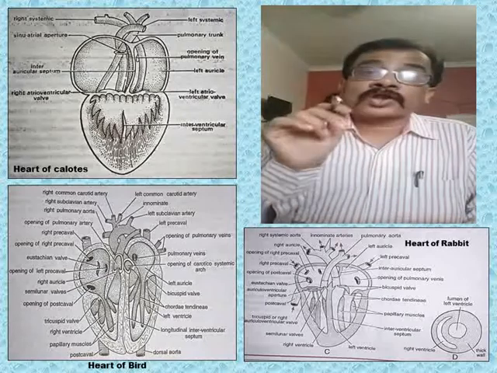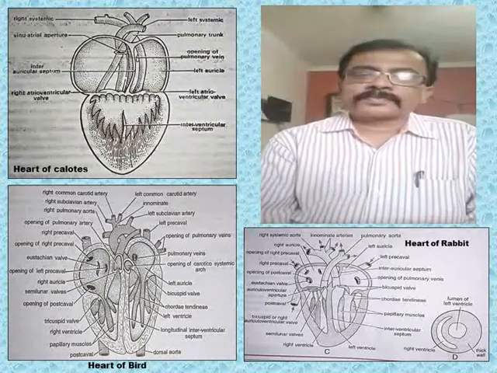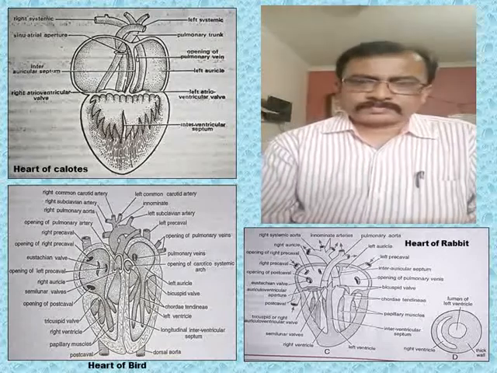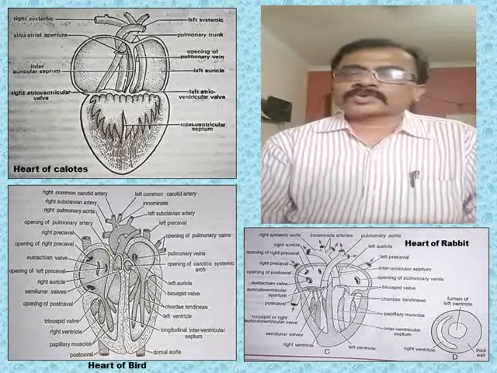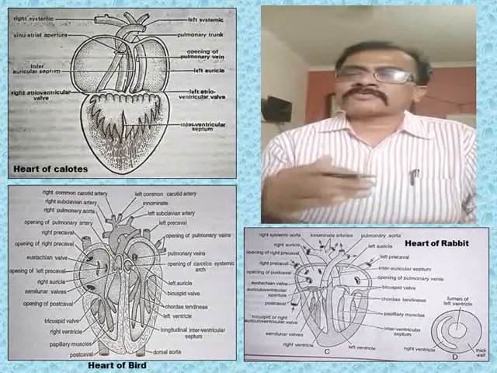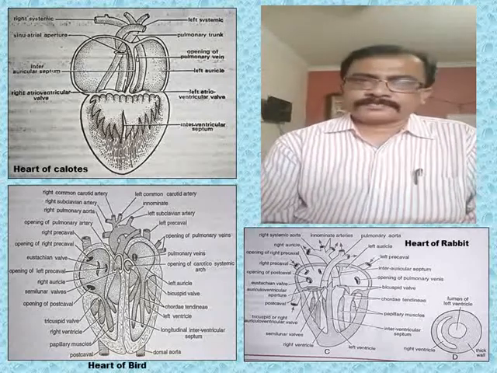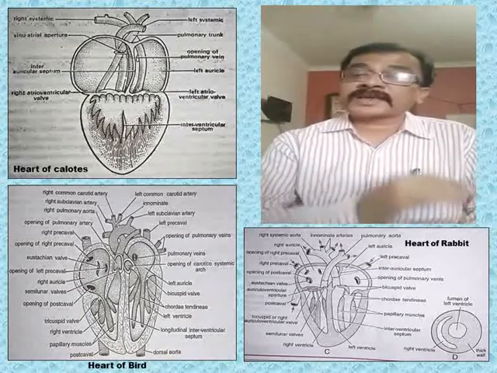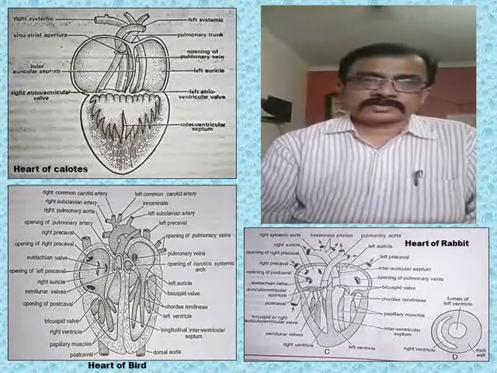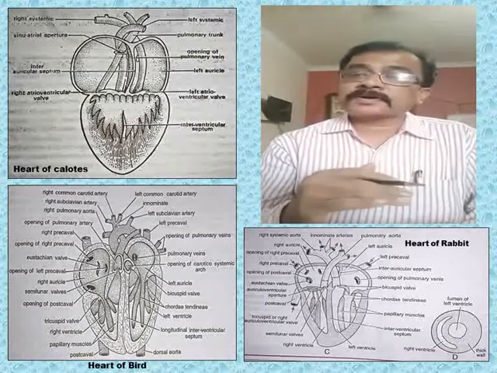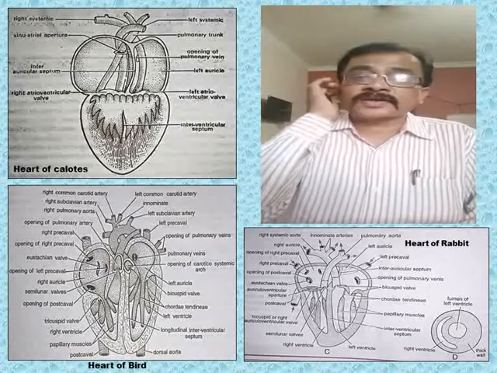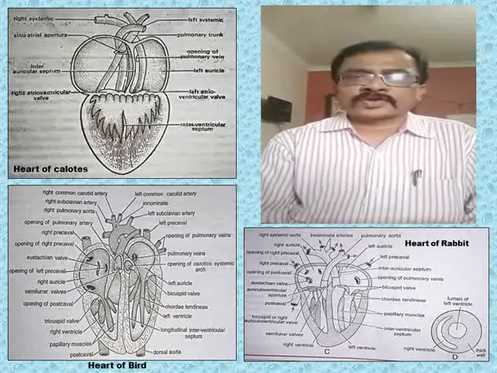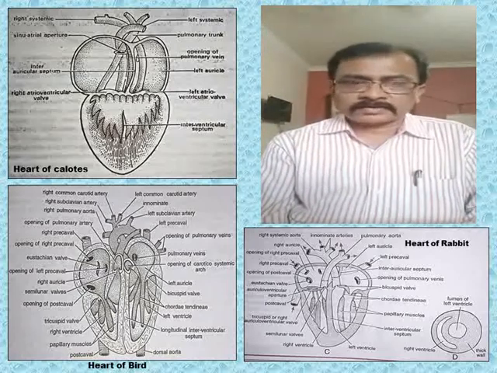That is attached by chordae tendineae with auriculoventricular valves. And in case of rabbit, chordae tendineae are long tough connective tissue strands connecting papillary muscles to the free edges of auriculoventricular valves, and they are the chordae tendineae.